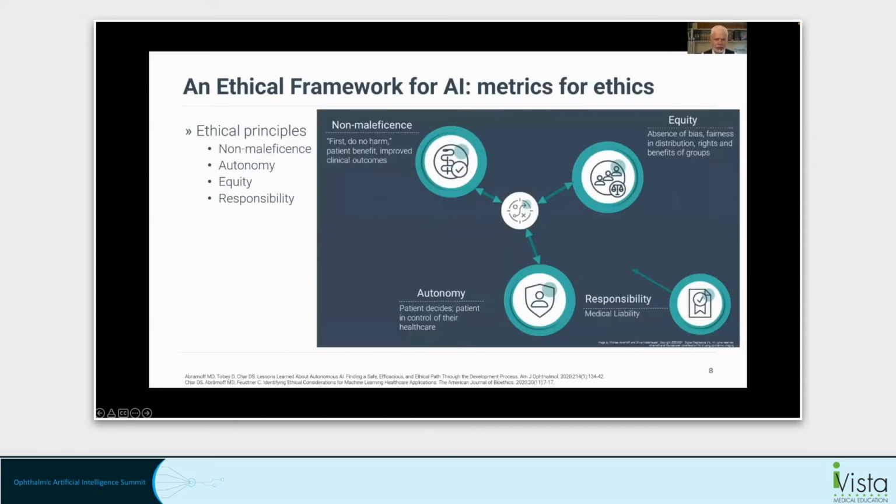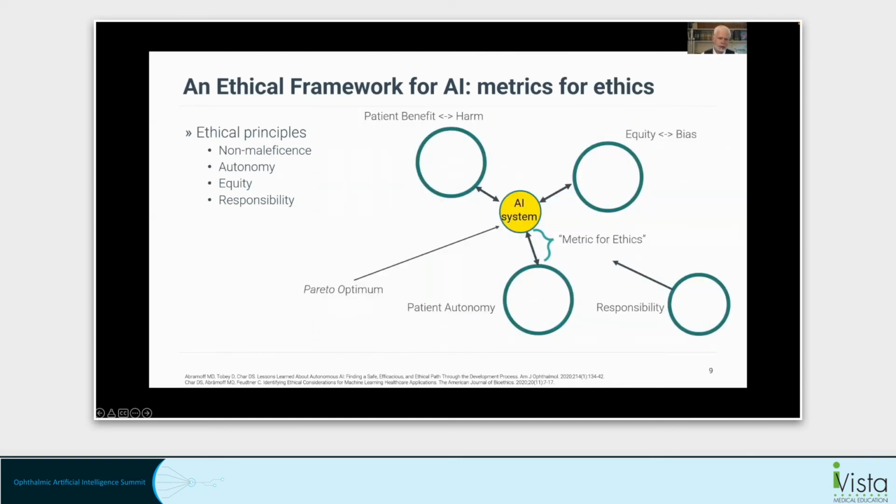I want to say a little bit about this ethical system. Typically, when you develop an ethical framework, you start with ethical principles. You may have heard them in medical school or elsewhere. Such things as patient benefit or nonmaleficence, first do no harm. Another ethical principle, justice or equity, where we want people to be equally treated. It's more complicated than that, but that's one way of thinking about it. Autonomy, where the patient can make decisions about their own healthcare. And finally, responsibility on the bottom right, leading to liability and medical malpractice considerations.